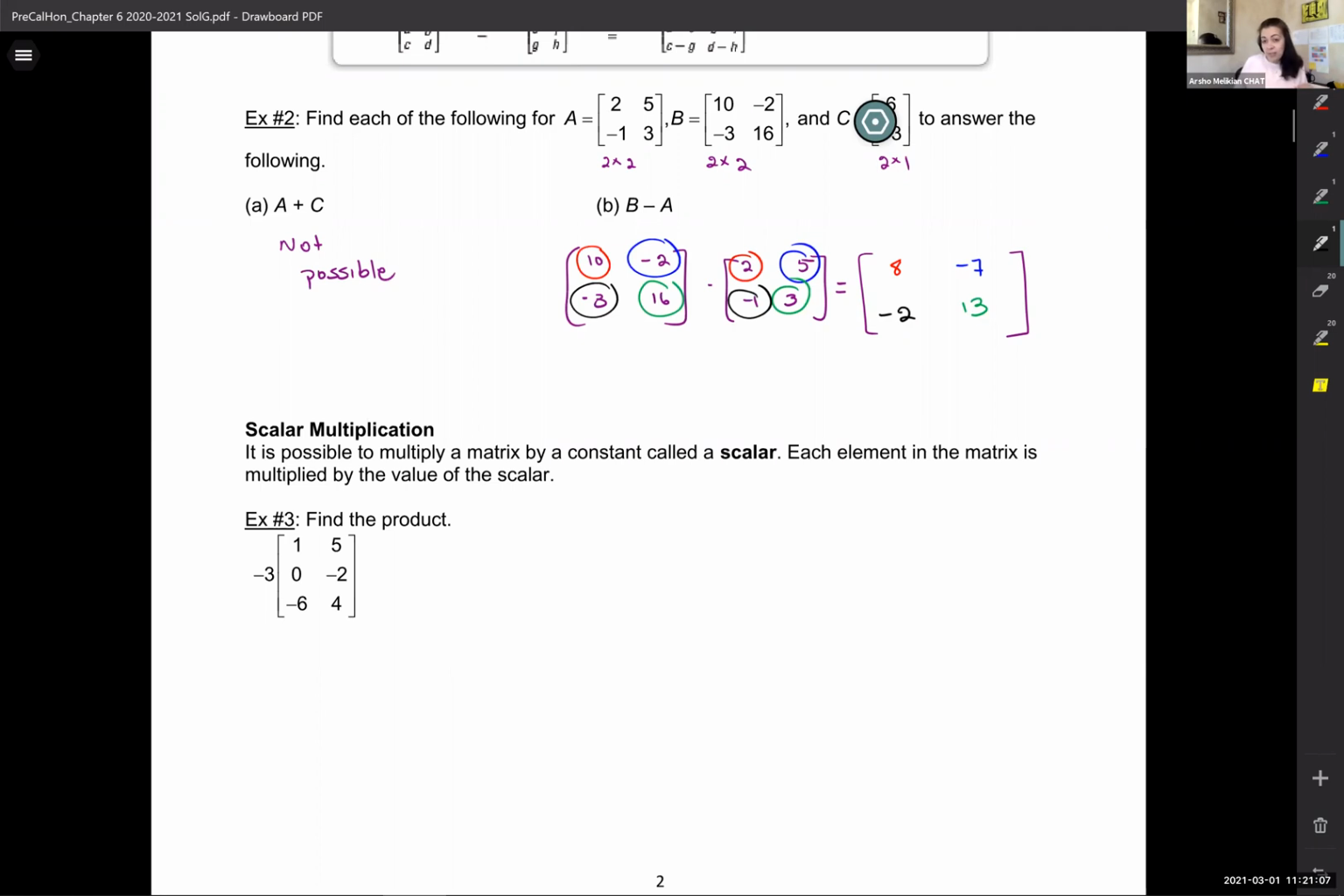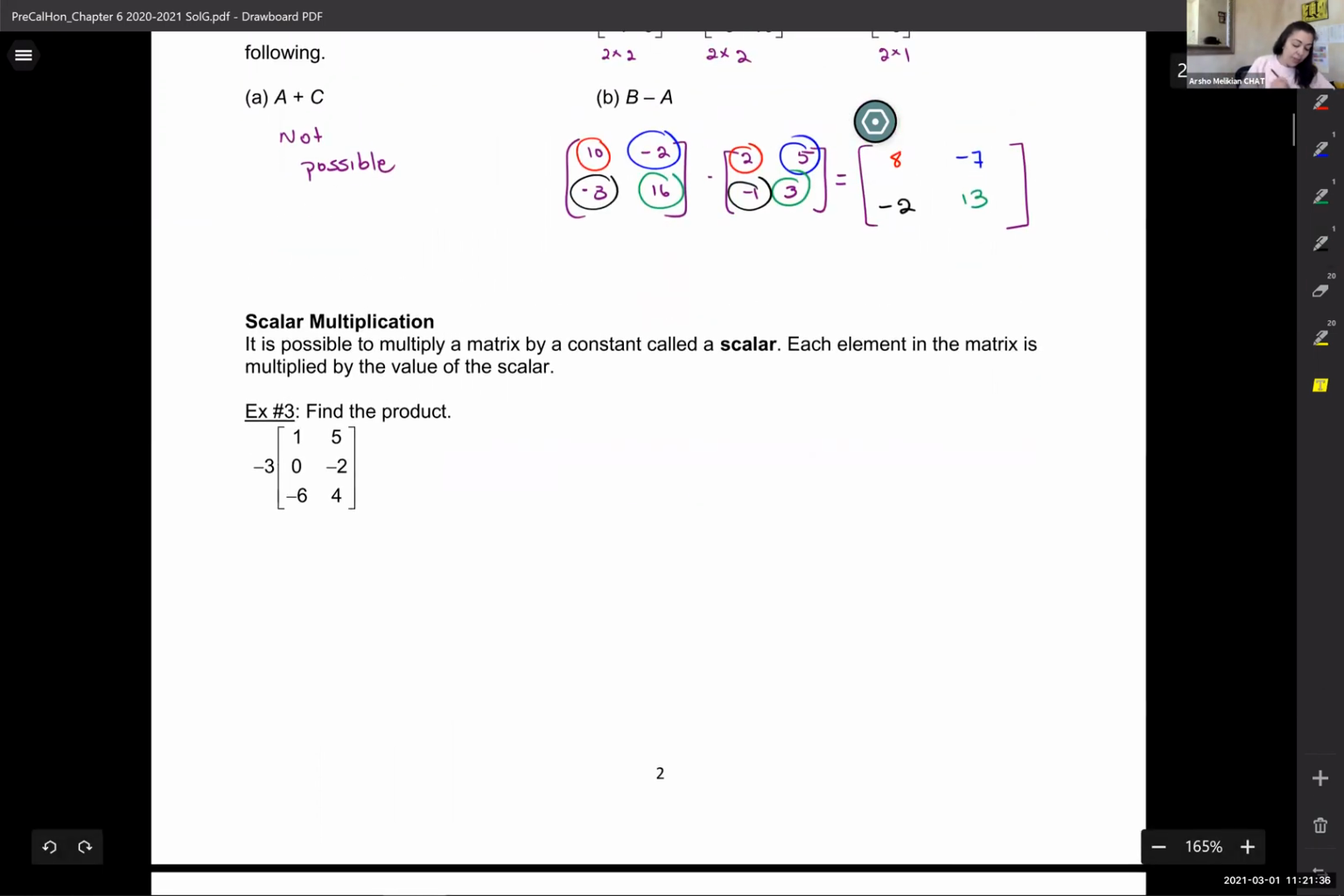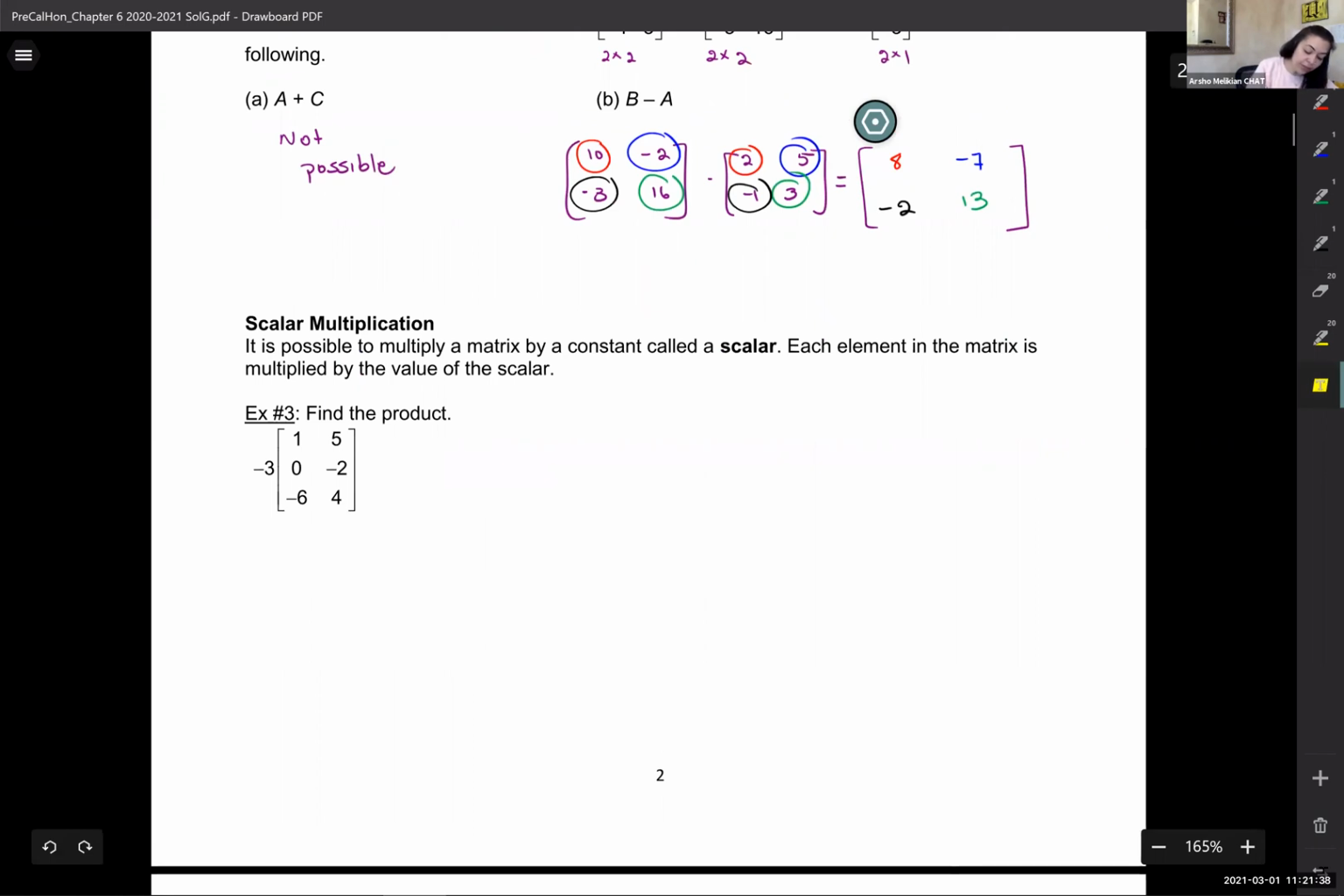The scalars are just lonely numbers. They do not belong to any matrix. They're just random lonely numbers floating around. They have a lower precedence than the matrices do. So there are the matrices, and then there are the scalars. A scalar is a number that is just a constant, basically. And you can multiply a matrix by a scalar.